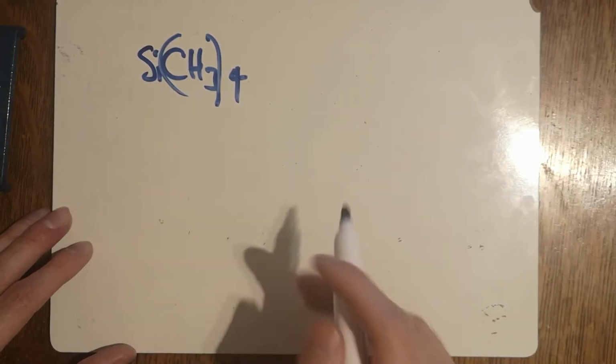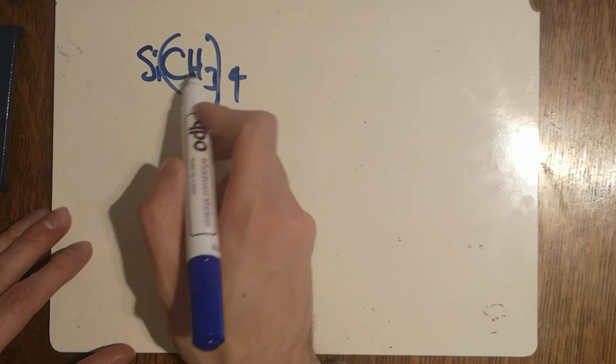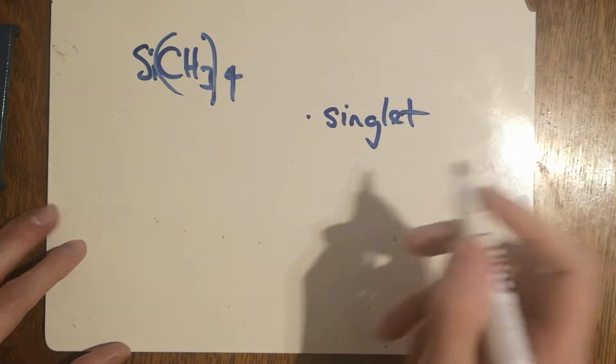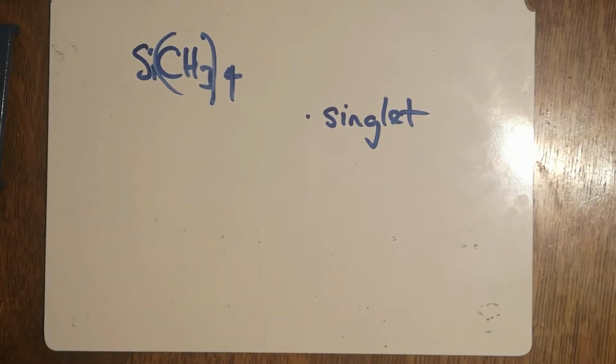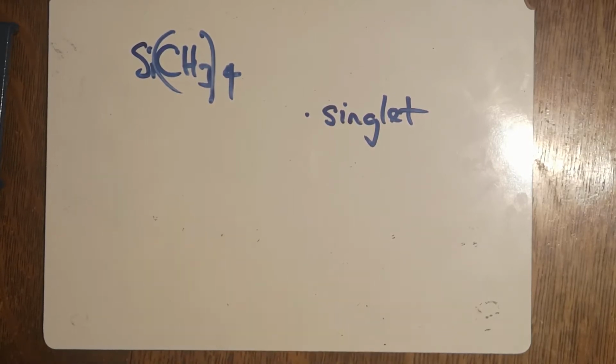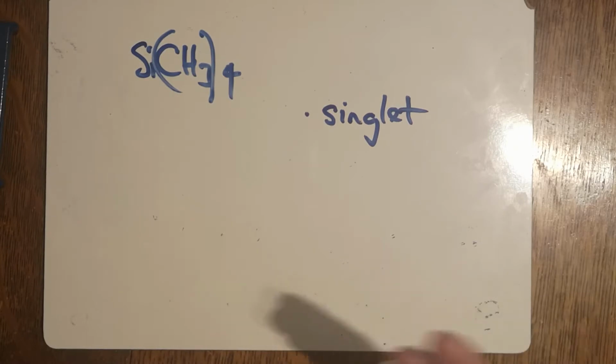Tetramethylsilane is used because all these CH3s are in the same environment, so it produces a singlet. So you get a nice singlet peak. It also, because of the structure of it, it's all quite close together, it produces a peak on the extreme right. So nearly everything appears after it.